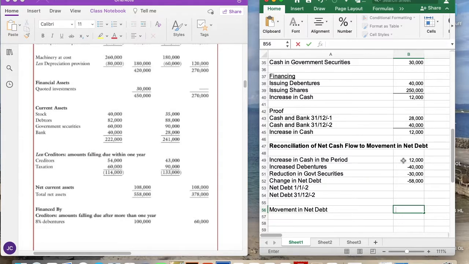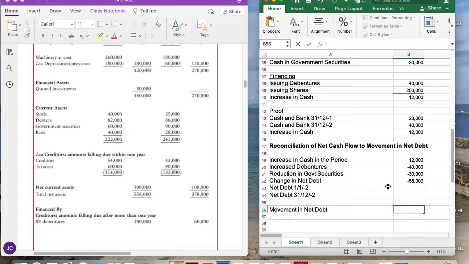So if we have 12 grand increase in cash, and we cashed in our government securities, that's savings that we got rid of, so we lost savings, that's a minus. And we borrowed more, so that's another minus. So we are 58 grand more worse off in terms of our debt now than we were last year.